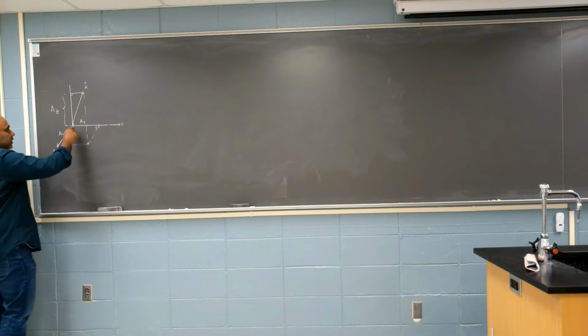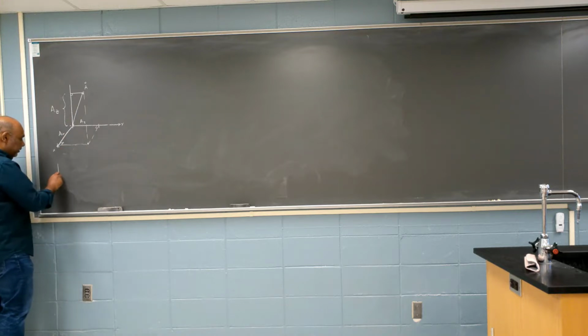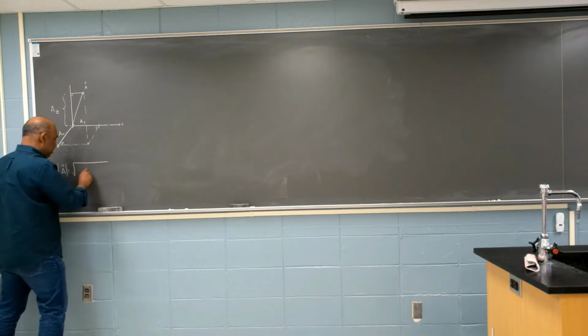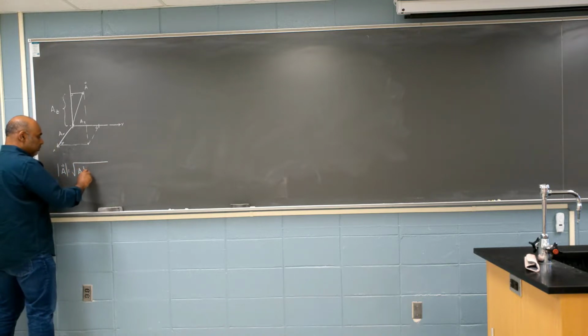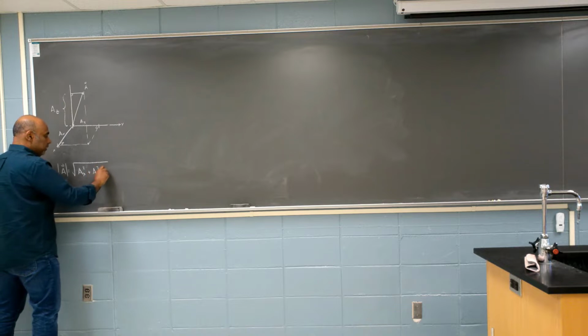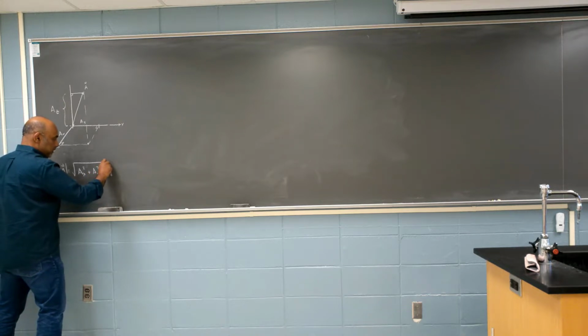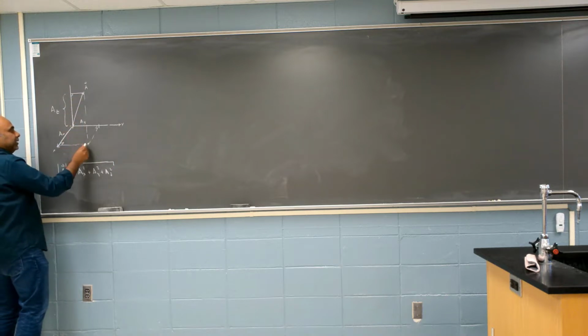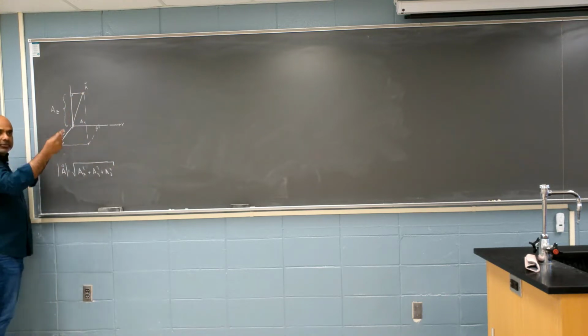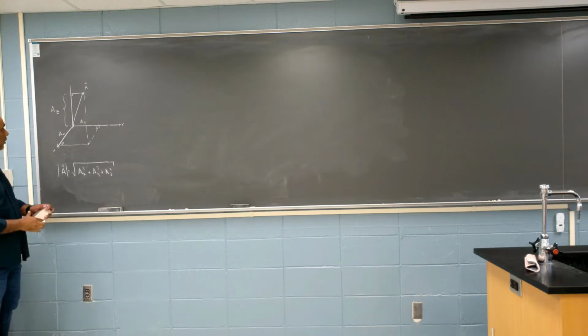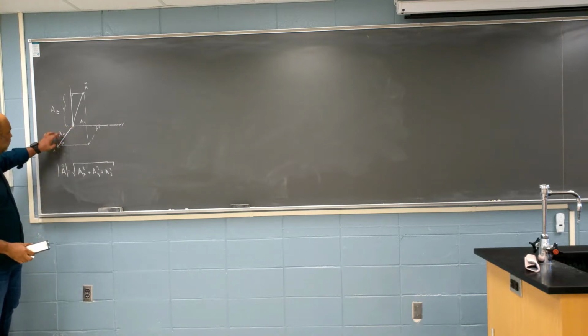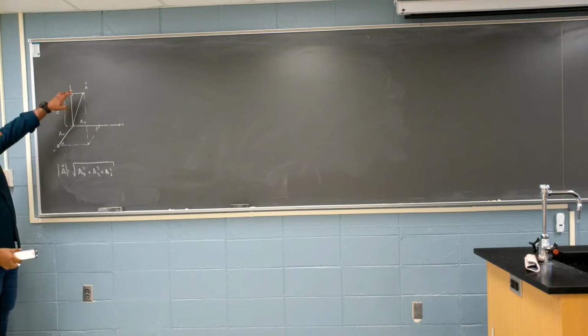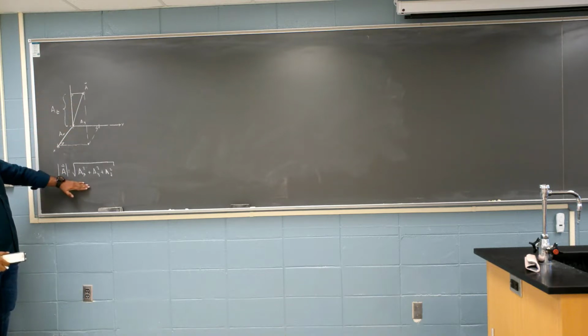Okay, and you can see how we got the magnitude of A was the square root of AX squared plus AY squared plus AZ squared. And you can see how that came about. This length is this length squared plus this length squared, and then you take the square root, Pythagorean theorem. But how do you get this length? Well, you use Pythagorean theorem here. And convince yourself that this is in fact the length of the vector.